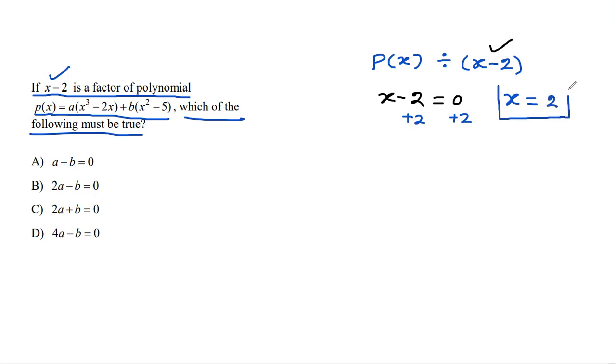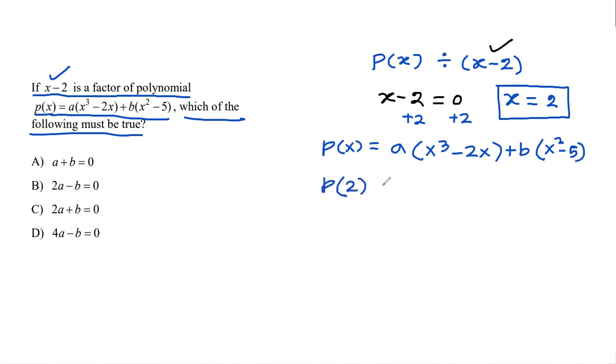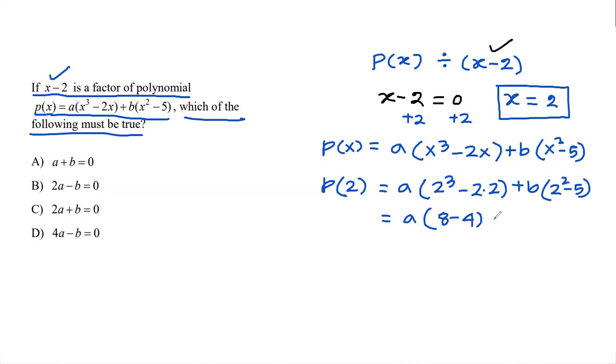Now I'm going to plug in this x equals 2 in the polynomial function expression p(x), which is a times (x cubed minus 2x) plus b times (x squared minus 5). So we're going to plug in x equals 2. You'll get a times (2 cubed minus 2 times 2) plus b times (2 squared minus 5), which gives you a times (8 minus 4) plus b times (4 minus 5), which is going to give you a times 4 plus b times negative 1, which is 4a minus b.